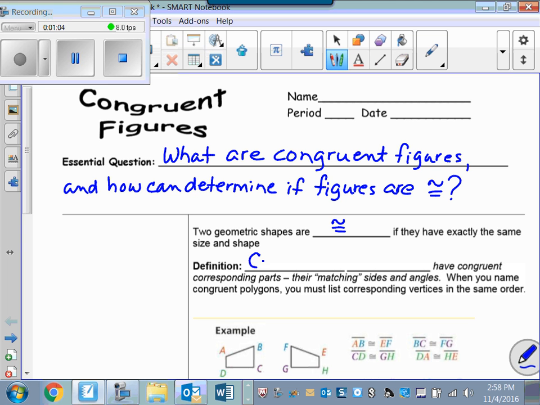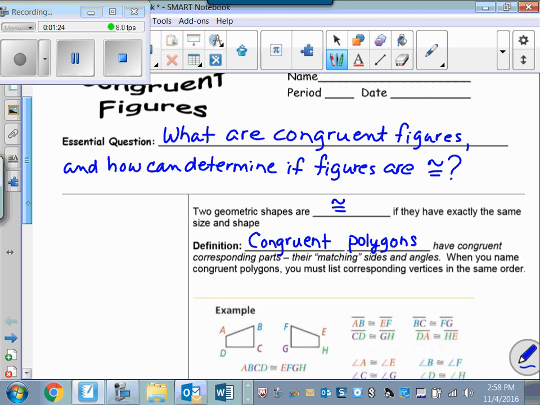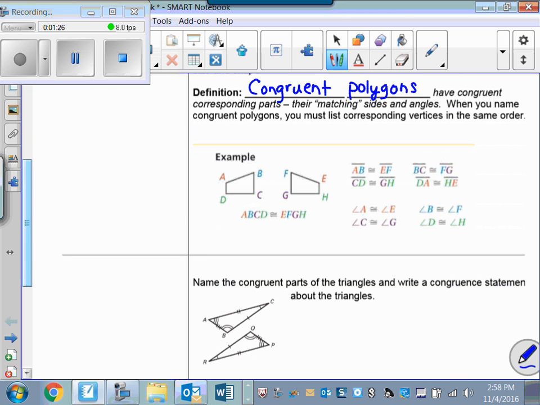Congruent polygons have congruent corresponding parts. That is, their matching sides and angles. When you name congruent polygons, you must list corresponding vertices in the same order. So let's take a look at how that looks.